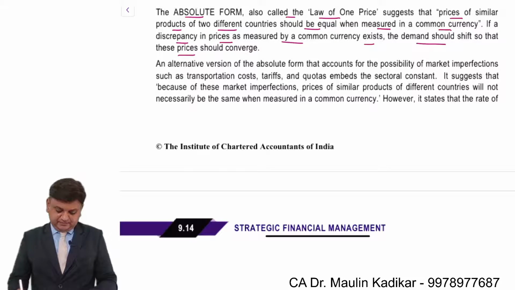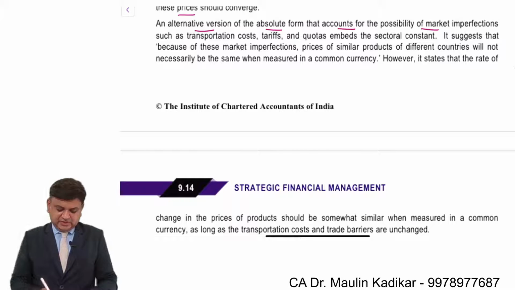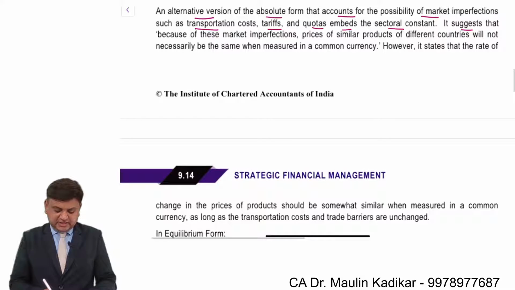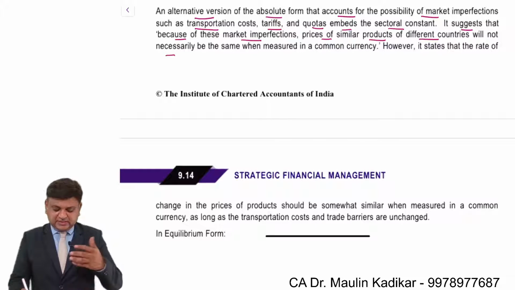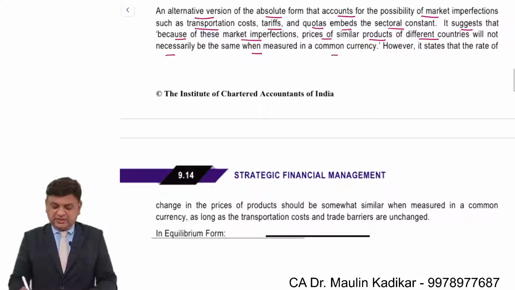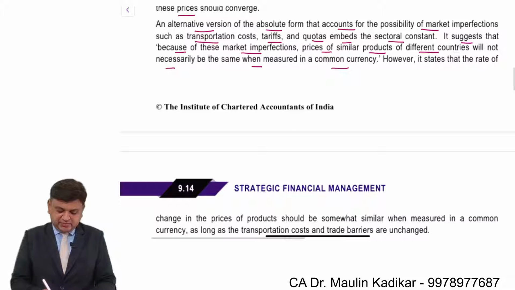as per PPP. An alternative version of the absolute form accounts for the possibility of market imperfections such as transportation cost, tariffs, quotas, embedded in a sectoral constant. It suggests that because of these market imperfections, prices of similar products of different countries will not necessarily be the same when measured in a common currency. So these are the reasons: transportation cost, then the tariff, quotas.